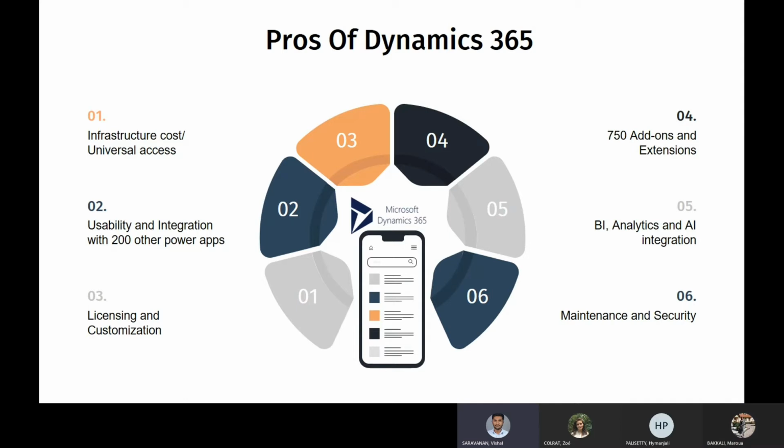So the first pro is infrastructure cost. It's a cloud-based system, and you don't need to buy additional hardware to use this platform. And using a cloud-based system helps us to have universal access. So the data can be accessed from anywhere in the world, and you can use that with multiple licensing. And usability and integration.